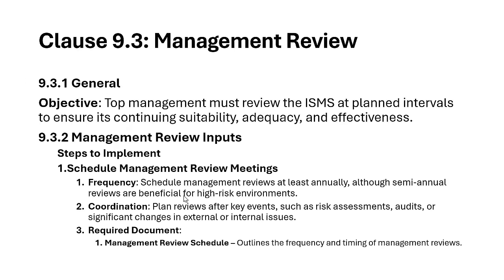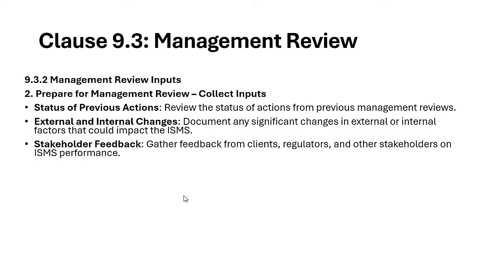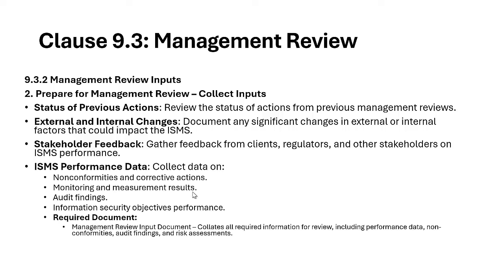Now we need some inputs. Under 9.3.2, we have the management review input. We have to prepare the management review to collect inputs like the status of previous actions. Then external and internal changes: document any significant changes in internal and external factors that could impact the ISMS. For example, there's a change in regulation or a change in the business, and because of that we have to modify the ISMS. Very important is stakeholder feedback. And we also have ISMS performance data. This collects data on non-conformities, monitoring and measurement results, audit findings, and information security objective performance. All those things are the ISMS performance data we have.